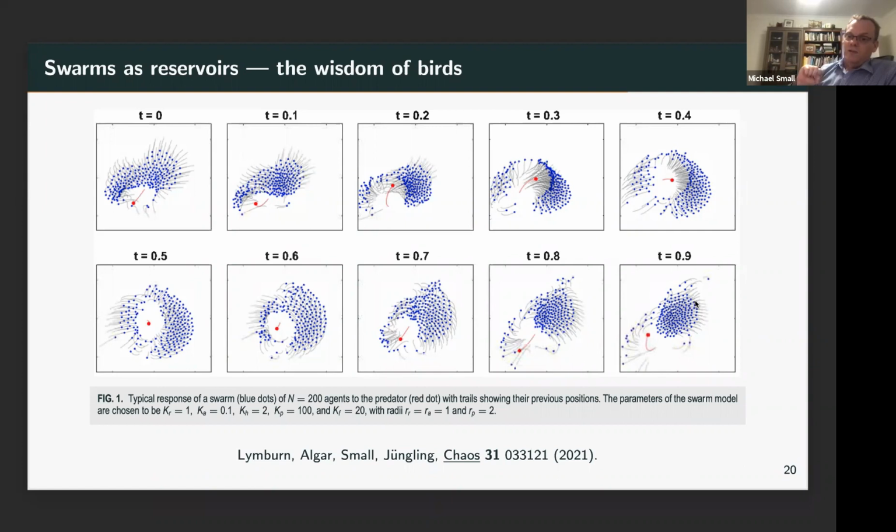So we need to carefully balance things so that the blue agents are in the same part of state space as the red agent. But essentially, you've got your drive signal, the red predator agent's position, and the blue agents are responding to that in some nonlinear fashion. And there's some memory and there's some interaction between them. The essential elements of the reservoir computing paradigm.